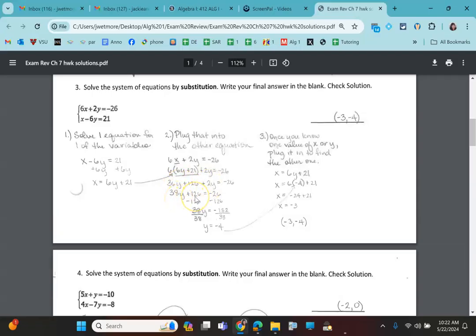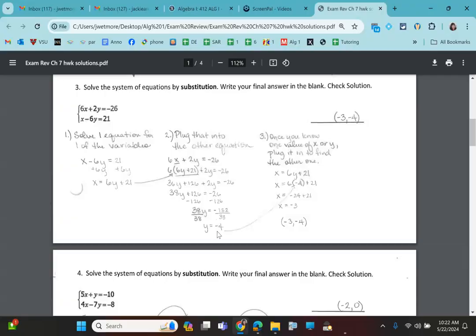So to get rid of the adding 126, I'll subtract 126 from both sides. And that leaves me with 38y is equal to -152. So to get rid of multiplying by 38, I'm going to divide by 38. And again, you can let your calculator do this for you. And that'll give us y equals -4.